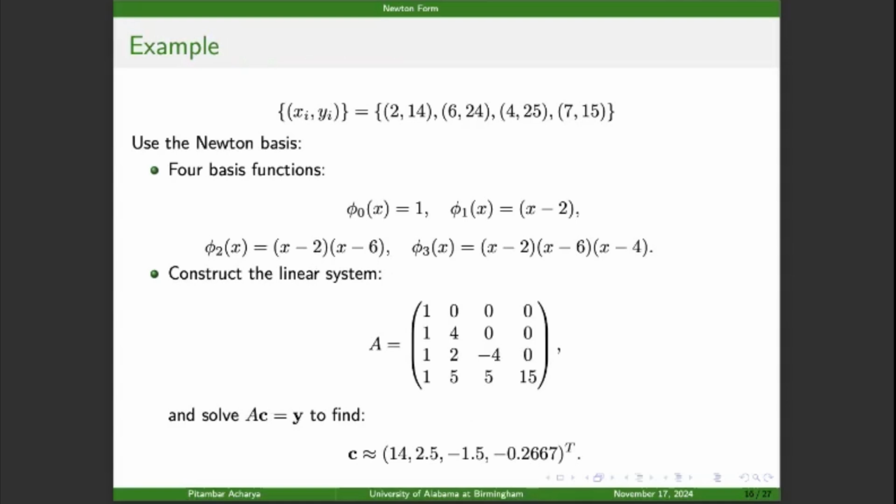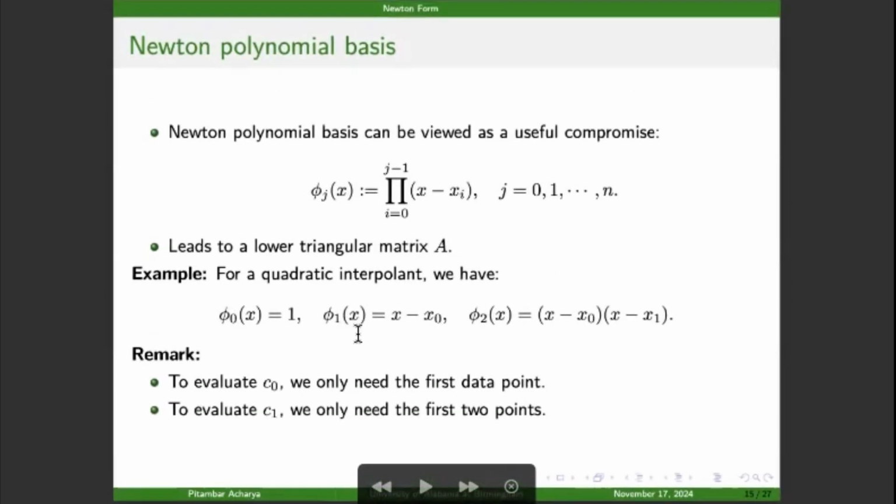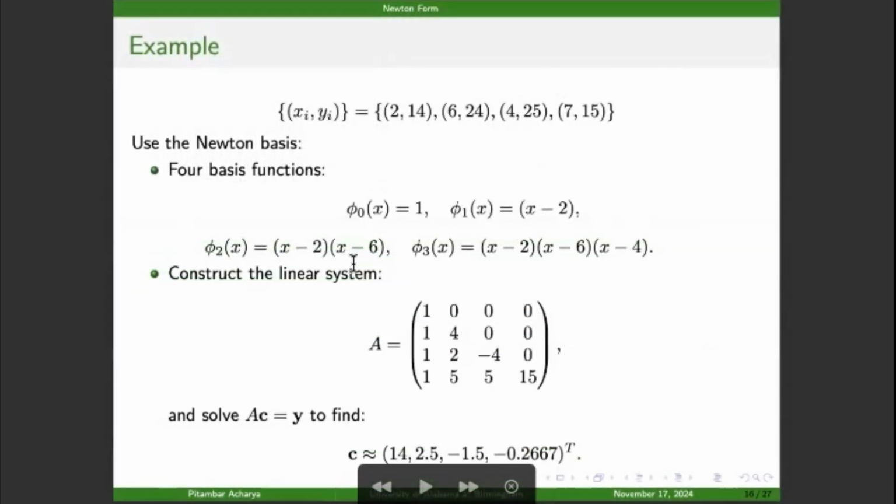Here is an example. Suppose I have the data (2, 14), (6, 24), (4, 25), (7, 15). I have these 4 points. So by using the Newton basis, the basis function phi 0(x) is equal to 1, phi 1(x) is equal to x minus 2 by using this formula, and then phi 2(x) is equal to this one. Phi 3(x) is the product of these three quantities, (x minus 2), (x minus 6), (x minus 4).